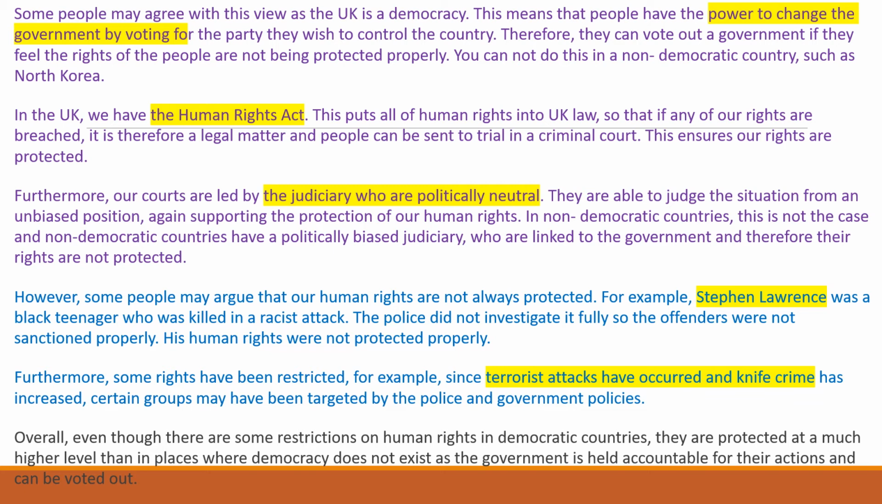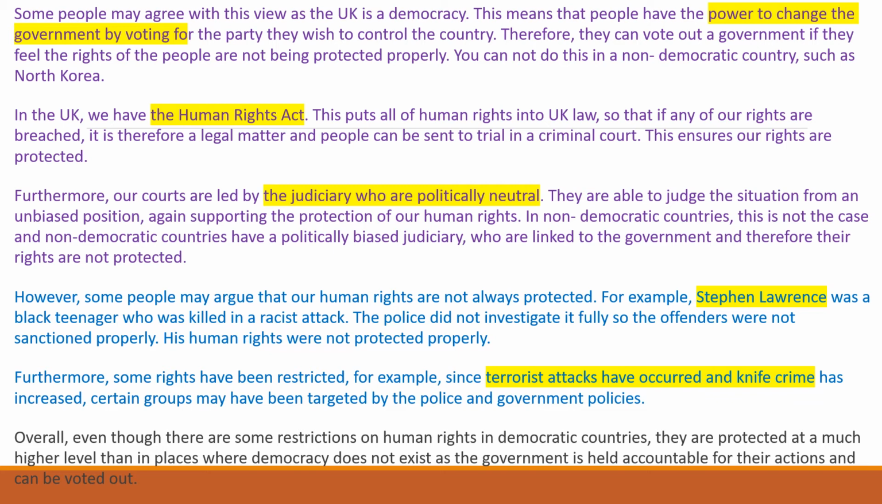Furthermore, our courts are led by the judiciary, who are politically neutral. They're able to judge the situation from an unbiased position, again supporting the protection of our human rights. In non-democratic countries, this is not the case, and non-democratic countries have a politically biased judiciary who are linked to the government, and therefore their rights are not protected. However, some people would argue that our human rights are not always protected.